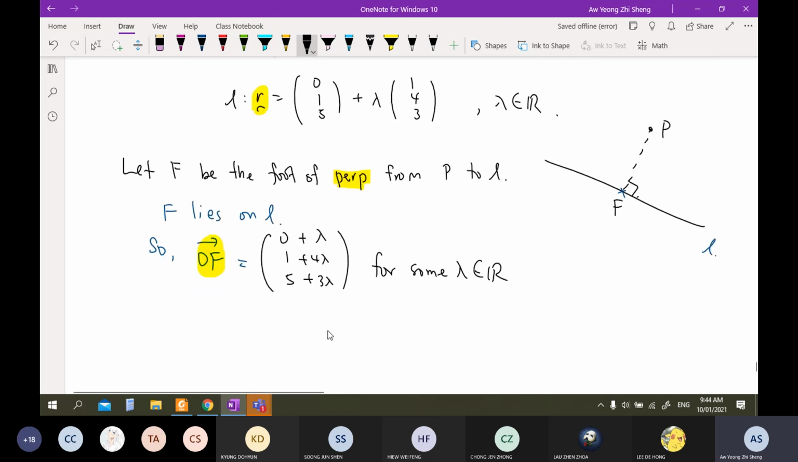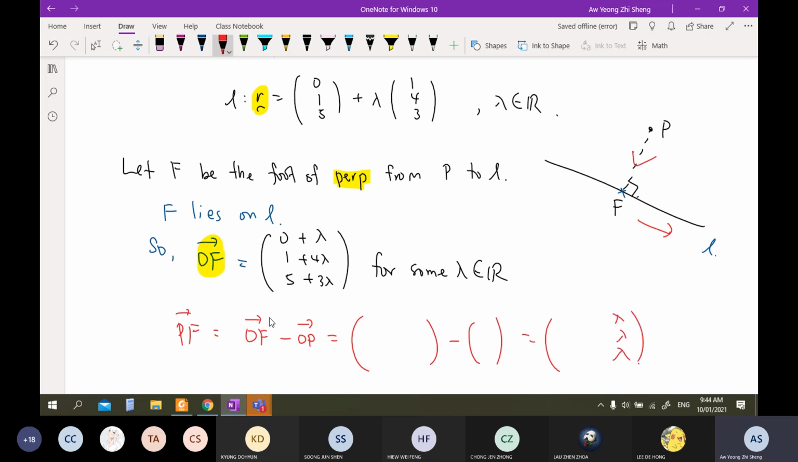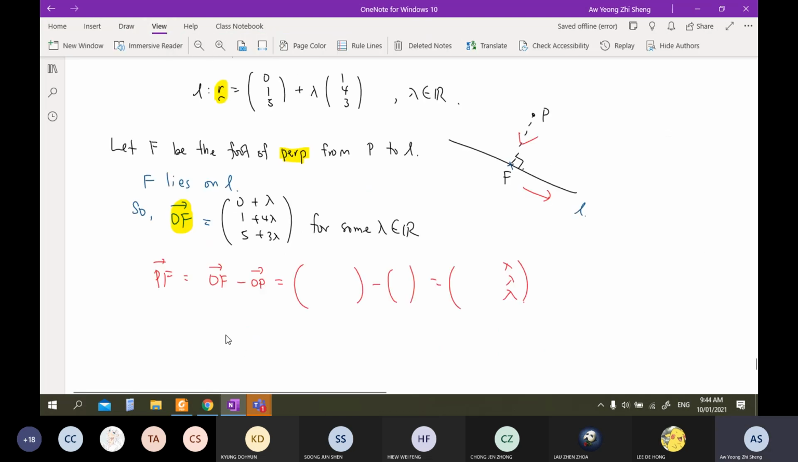Then the next thing is you would construct a vector either from F to P or from P to F. Let's say I take vector PF. So PF will be OF minus OP. Then at the end, you will get something that contains lambda, because your OF contains lambda. Then the next thing is to notice that your vector PF is perpendicular to the line L. Therefore, PF dot with the direction vector (1, 4, 3) is equal to 0.